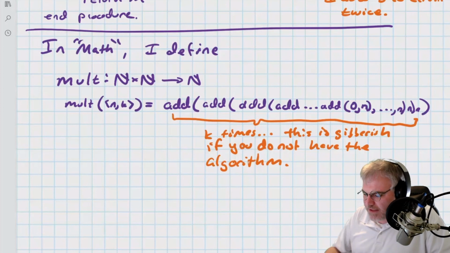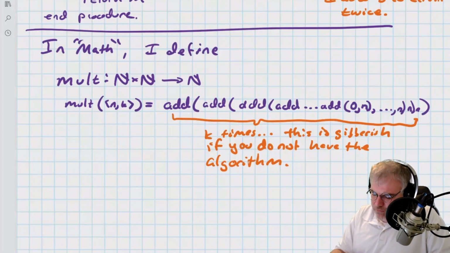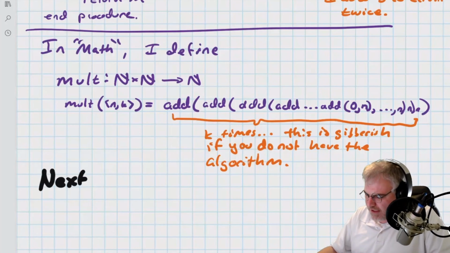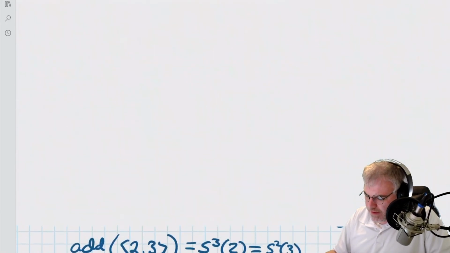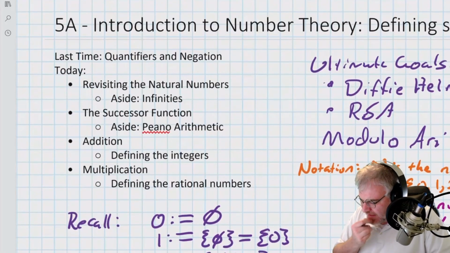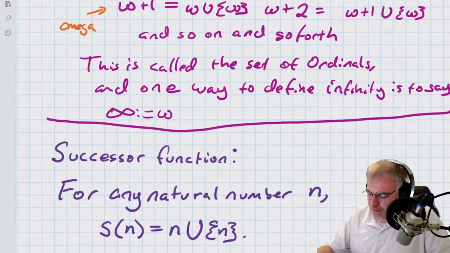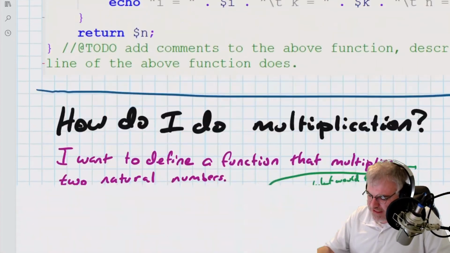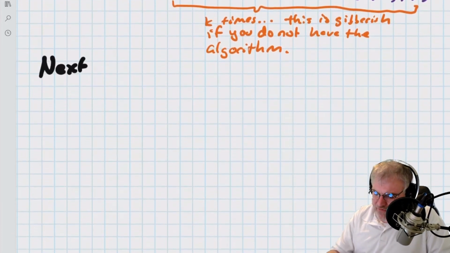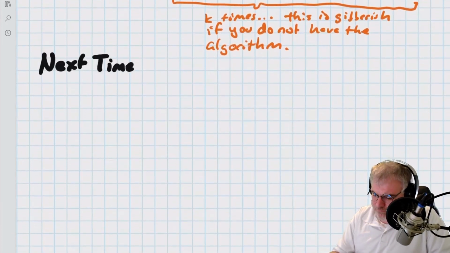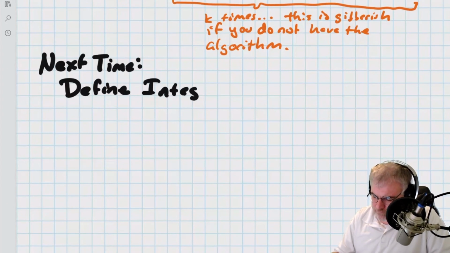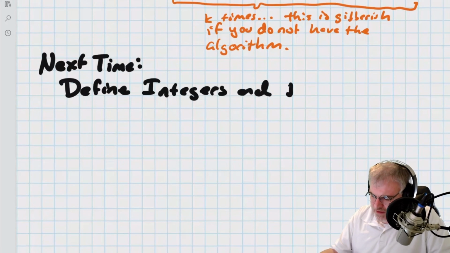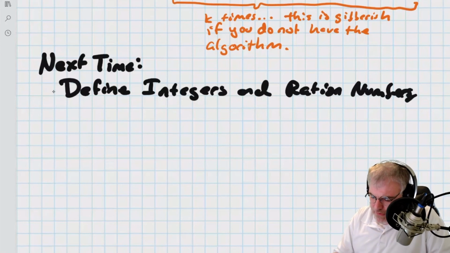All right, I'm sorry about the amount of time it took. I wanted to answer your questions. Next time we will define, what didn't I get to? I'm almost 20 minutes over. We didn't get to the integers and the rational numbers, but I wanted to get to multiplication first. So next time, we will define integers and rational numbers. And then we'll go over exponents.